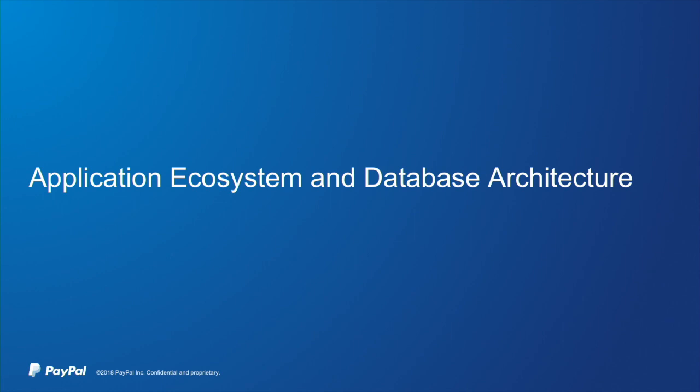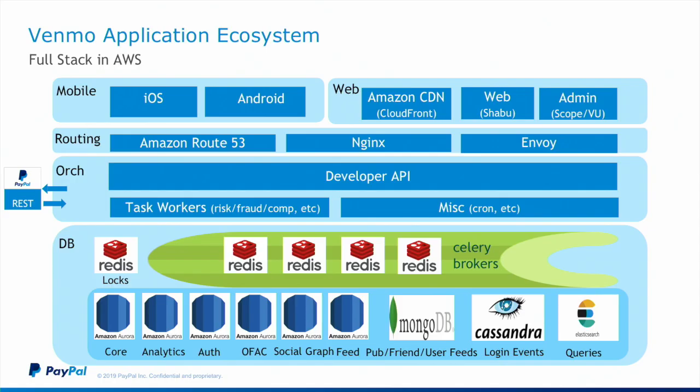The next couple of slides, I will go over Venmo's application ecosystem and the database architecture. So here you can see that Venmo's entire infrastructure is in AWS in multiple regions. And Venmo offers multiple interfaces for the customer to perform payments. The mobile apps are available for iOS and Android, and there are the web admin interface and internal tools for customer support, and also the developer API for integrating Venmo's payments with third-party mobile apps.